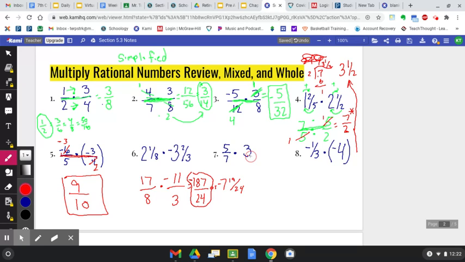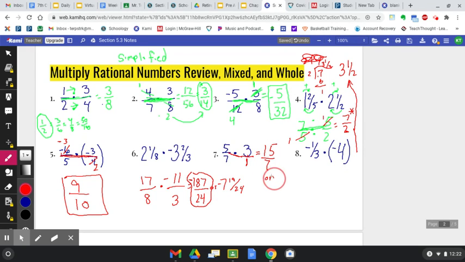Now, multiplying by whole numbers, really, this is not just 3. I can write that as a fraction, which is 3 over 1. So here we would have 5 times 3, which is 15, over 7 times 1, which is 7.